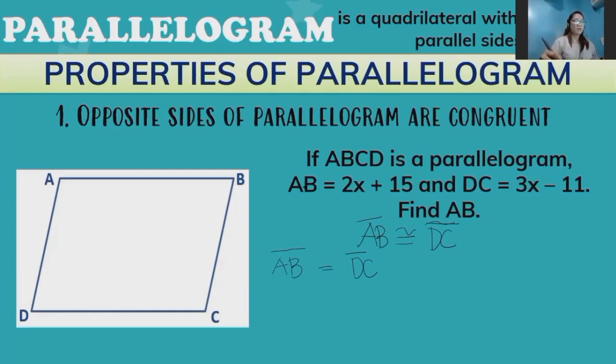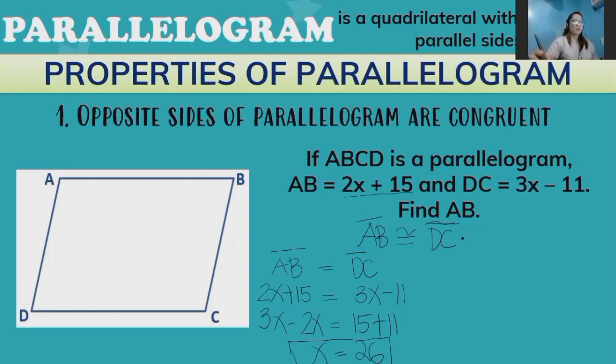And the value of AB based on the problem is 2x plus 15. So all you have to do is to substitute, or replace, 2x plus 15 for AB, and the same with DC for 3x minus 11. Then I know you are familiar with how to solve this. All you have to do is use the addition property of equality, or your favorite, you just simply transpose one term to the other side. So we'll have here 3x minus 2x is equal to 15 plus 11. 3x minus 2x is x, and 15 plus 11 is 26. I told you a while ago that you have to look for the value of x first in order to obtain the value of AB.